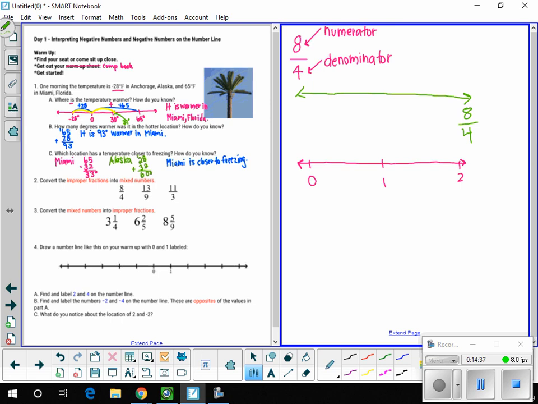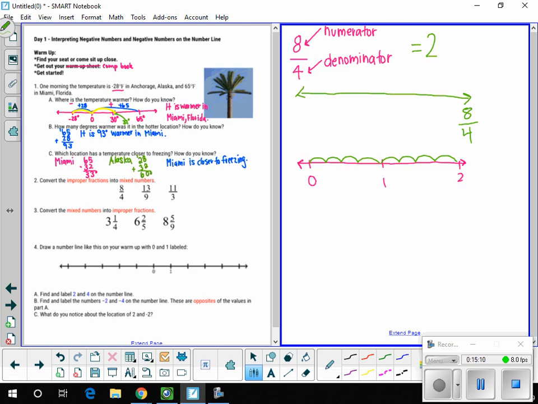So to get to this one whole, I have 1, 2, 3, 4. Okay, so that's 4 4ths. But how many 4ths do I have? 8. Okay, so I'm going to do 4, 5, 6, 7, 8. So I can say that 8 4ths is equal to 2 wholes. Okay?